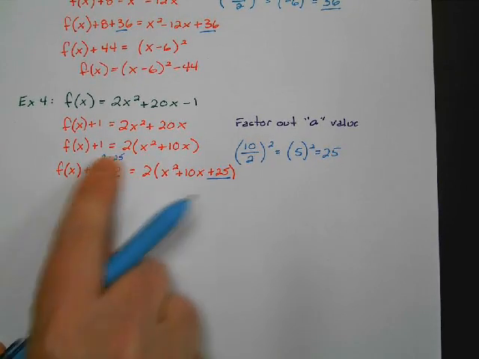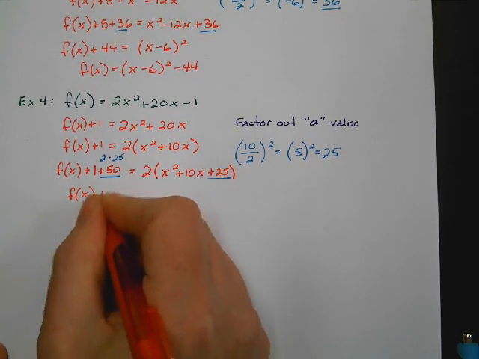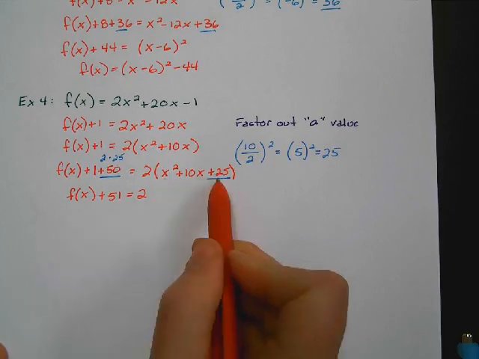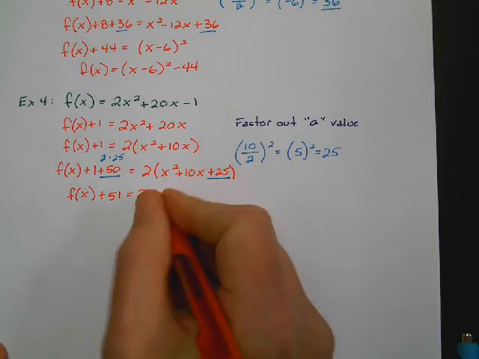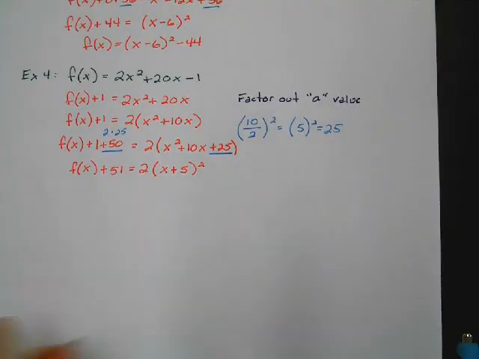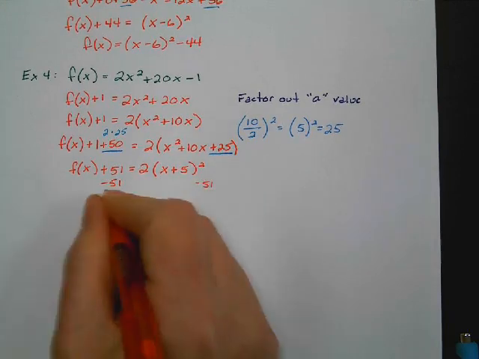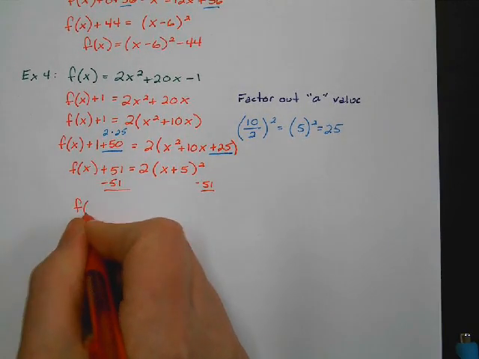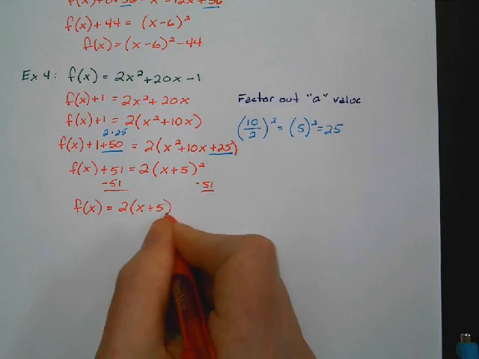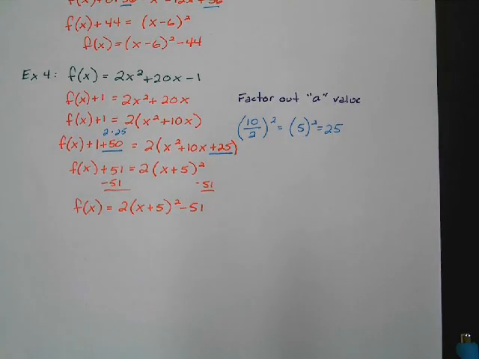We're going to simplify this side, and we get f of x plus 51 equals 2. What perfect square did we make here? Well, the number that I squared was 5. So this is x plus 5 squared. And then our last step is to put it into vertex form, and we subtract 51 from both sides. So we get 2 times the quantity x plus 5 squared minus 51. So what's our vertex? Our vertex is negative 5, negative 51.